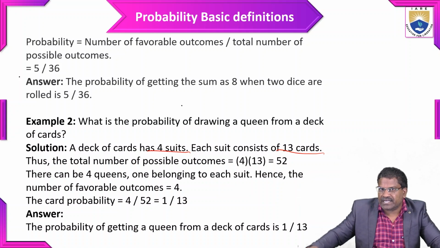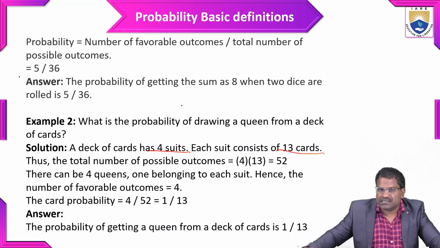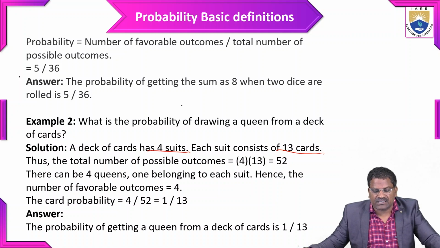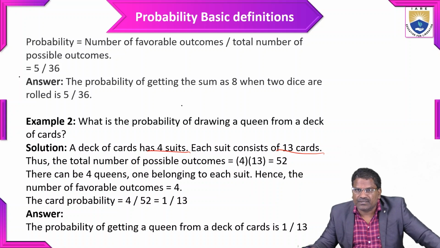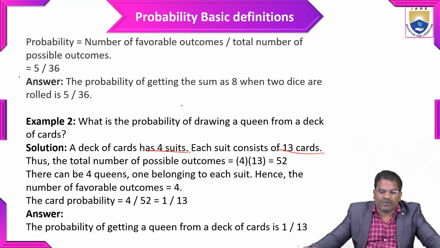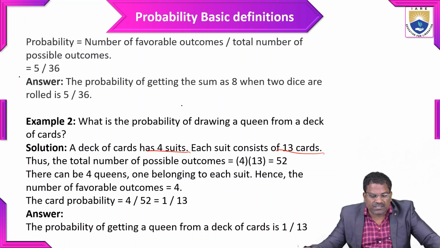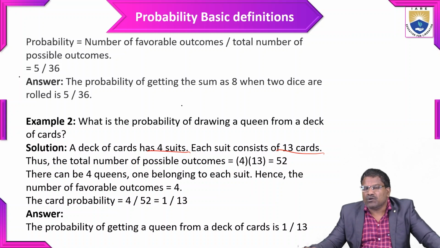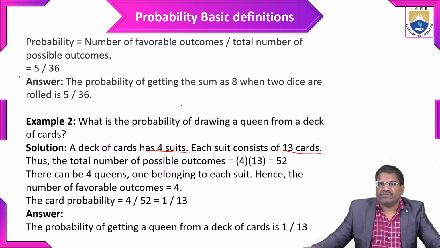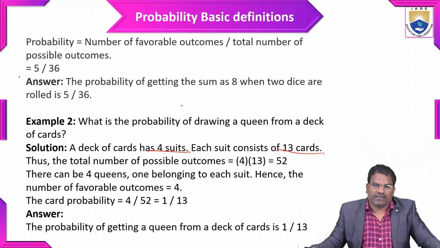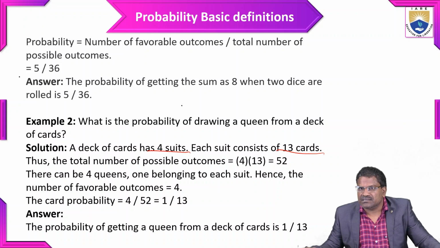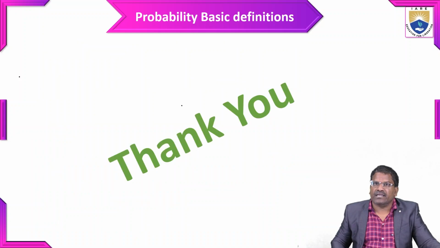Like that, 4 kings will be there. Like that, 4 jacks will be there. So there can be 4 queens, 1 belonging to each suit. Hence, the number of favorable outcomes is equal to 4. See, the probability of a queen coming is equal to the number of possible events divided by the total number of events. That is equal to 4 by 52, which is 1 by 13. So the probability of getting a queen from a deck of cards is 1 by 13.